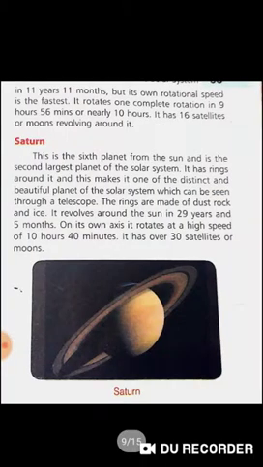Next, see another planet, that's our Saturn. This is the sixth planet from the Sun and is the second largest planet. Our first largest planet is Jupiter, and the second largest is Saturn. And it has rings around it, and this makes it one of the distinct and beautiful planets of the solar system. Oh, that's beautiful. Means Saturn is the beauty queen of the solar system. It has different types of rings, which may be gifted to it by its boyfriends. Such an interesting planet. The rings are made of dust, rock, and ice. It revolves around the sun in 29 years and 5 months. It takes huge time, right? However, it takes only 10 hours and 40 minutes to revolve around its own axis. And it has over 30 satellites or moons.